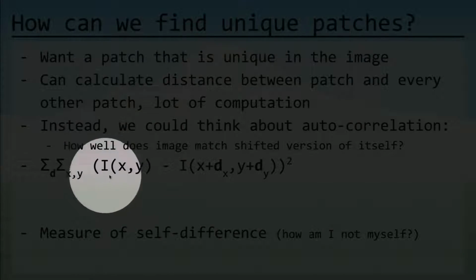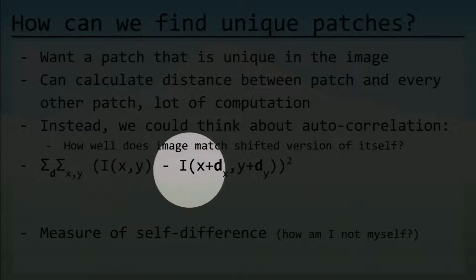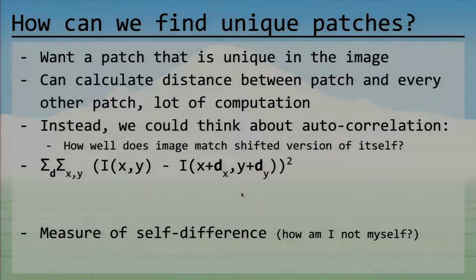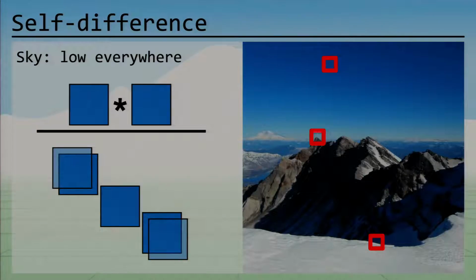So this is the image response at a location, and this is the image response shifted just by this small vector d. And we're going to talk about a weighted summation of how close an image is to shifted versions of itself. So if we're talking about this notion of self-difference, and we're looking again at these little patches that we already discussed, when we have the sky and we shift it around and compare it to itself at different locations, we have a really low self-difference kind of everywhere.